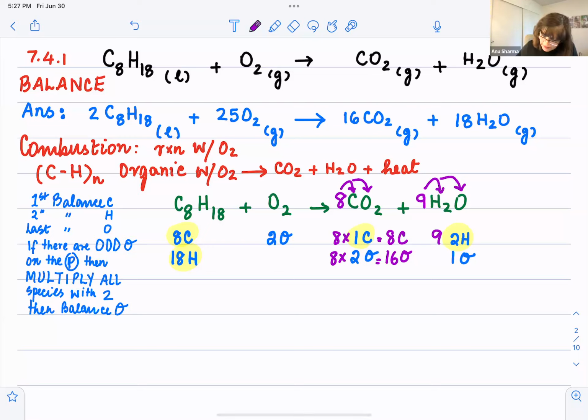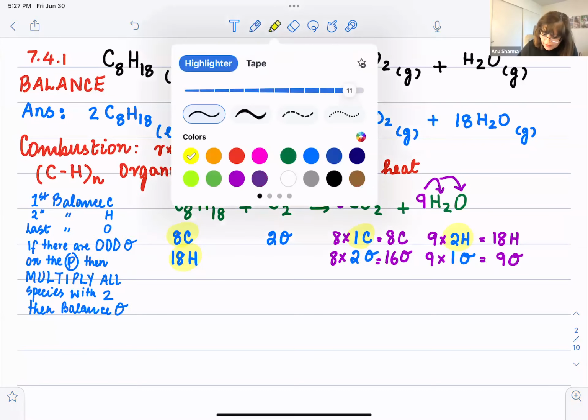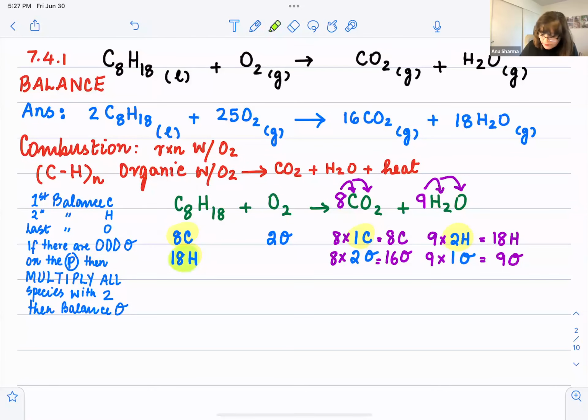So 9 times 2 hydrogens and 9 times 1 oxygen. So you have 9 twos are 18 hydrogens and you have 9 oxygens. Now you see that the hydrogens are 18 and 18. So carbons got balanced, 8 carbons, and the hydrogens got balanced. Now, let me put 8 carbons here too. Carbons got balanced, hydrogens got balanced, 18 and 18 and 8 and 8.